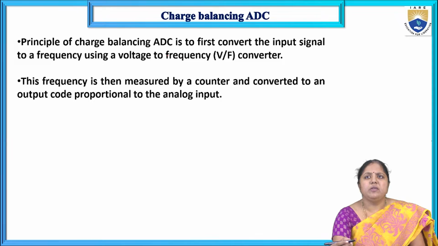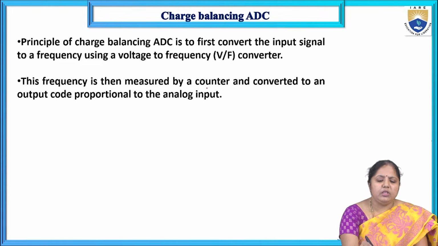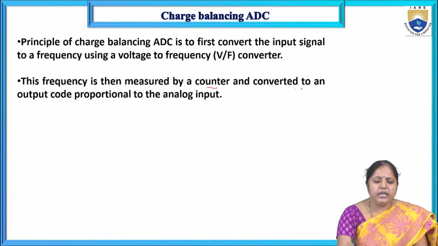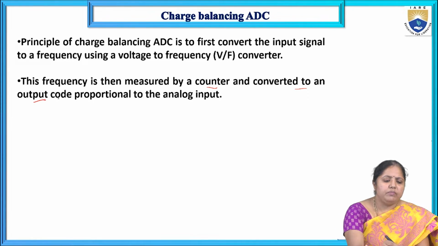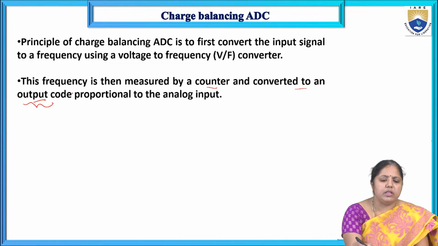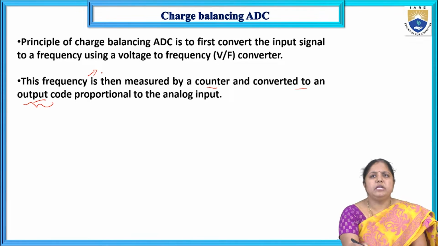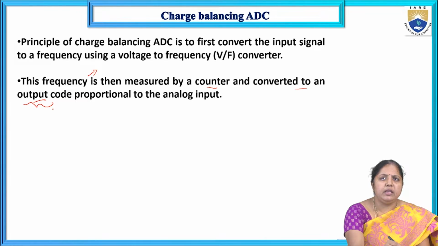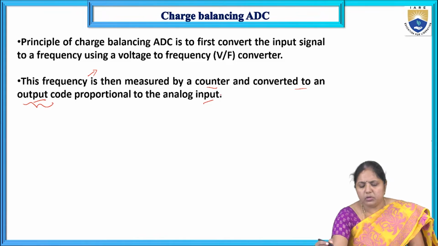Later, the frequency is measured by the counter type of circuit and converted into the equivalent output code. Who has converted that? The counter has measured the corresponding frequency, and after measuring it, it has converted the frequency into the equivalent digital code word. The output code word we get here is proportional to the analog input signal.